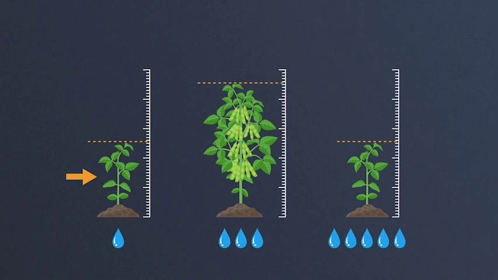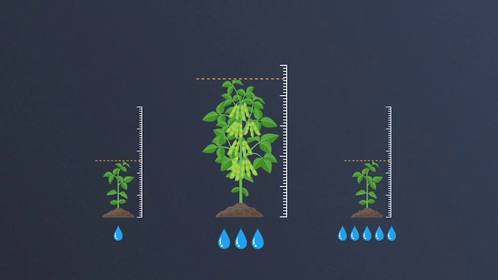It looks like soybeans that receive little water did poorly, but so did the plants that got a lot of water. The plants in the middle grew tallest. Based on your data, you conclude that these plants need moderate rainfall to grow best.